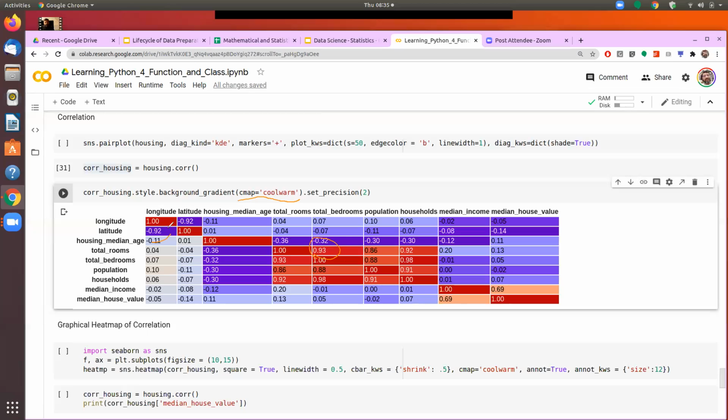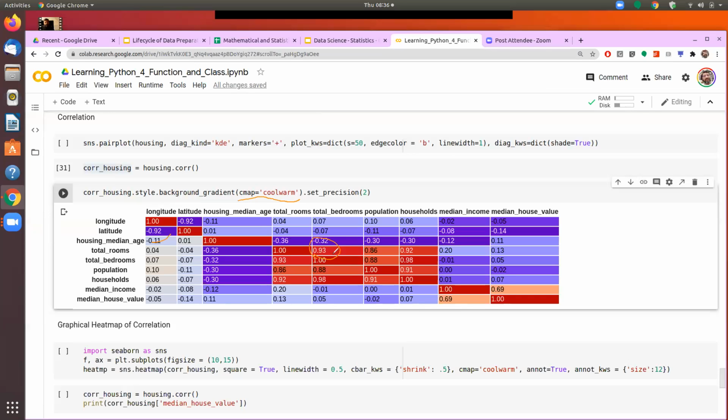And you will see that these numbers will actually repeat here because the correlation between the latitude and longitude will be the same as the correlation between longitude and latitude. So if we divide this table diagonally, every number would repeat.